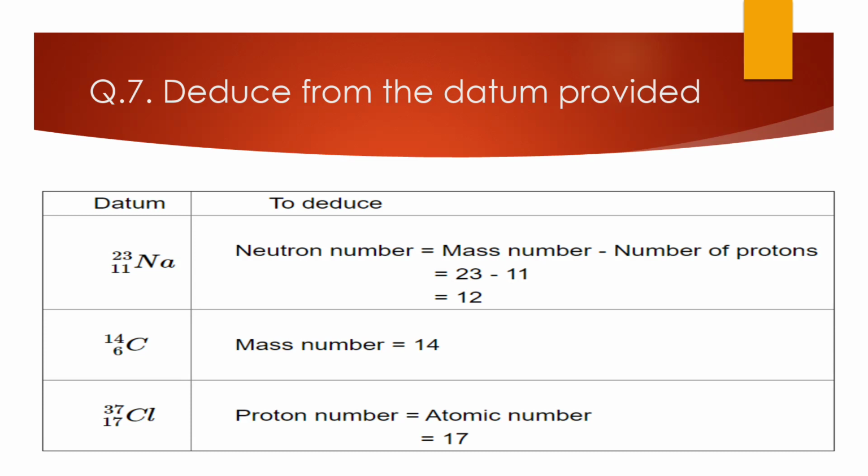The mass number is always the superscript of the element. So carbon 14 is the mass number. The proton number is written at the base of that element, that is 17. So the proton number for chlorine is 17.